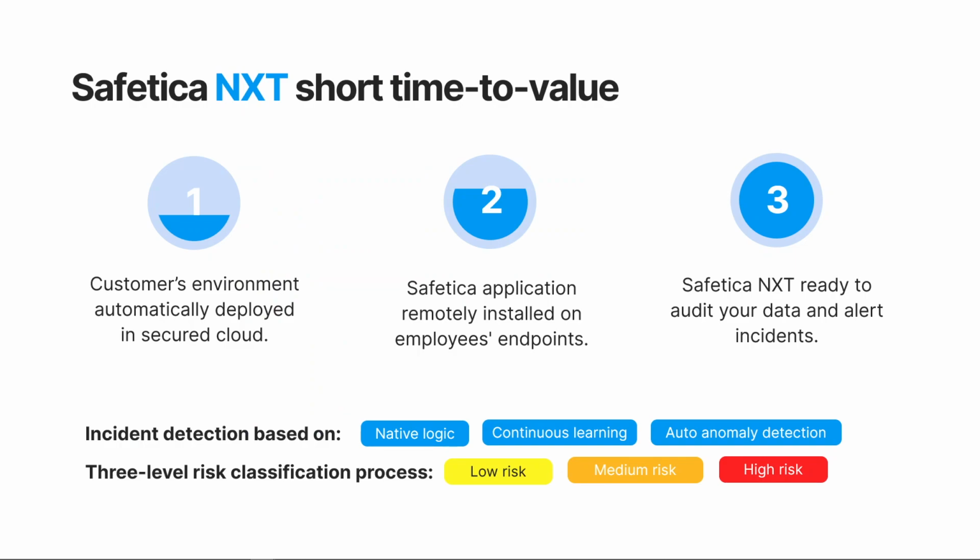As I said, the biggest benefit of Safetica NXT is short time to value. This means rapid implementation on endpoints and assessing data since day one. The implementation is made out of 3 steps. In the first one, the customer's environment is automatically deployed in the cloud and that is a matter of minutes, so in a really short time. After that, you are able to install the Safetica application on endpoints remotely, and then you are ready to audit your data and alert incidents with Safetica NXT.